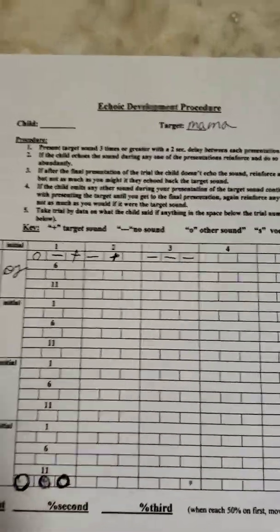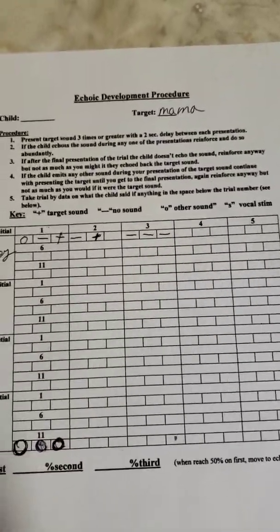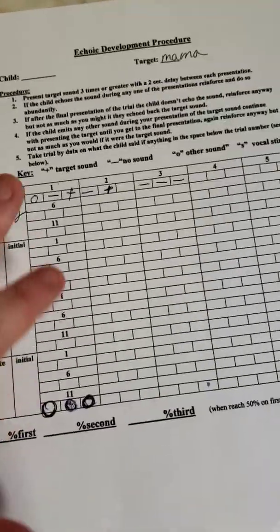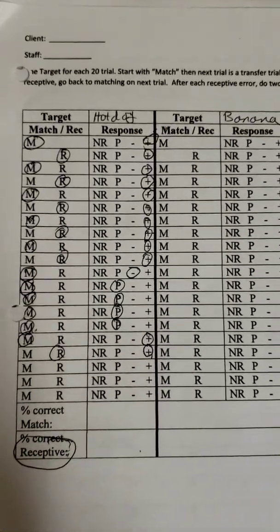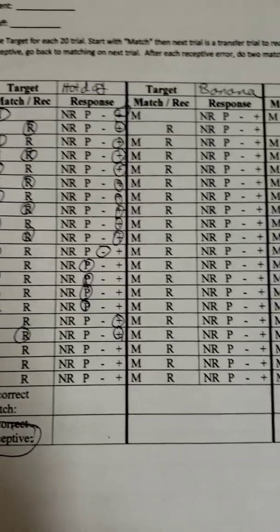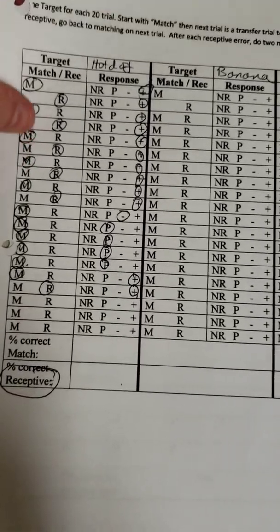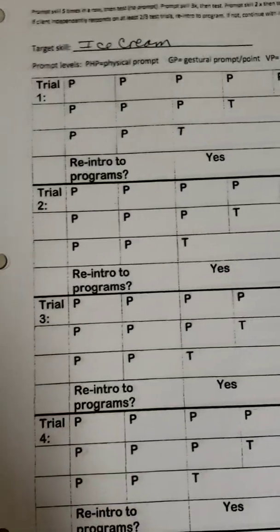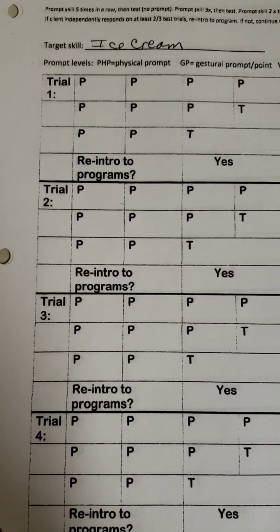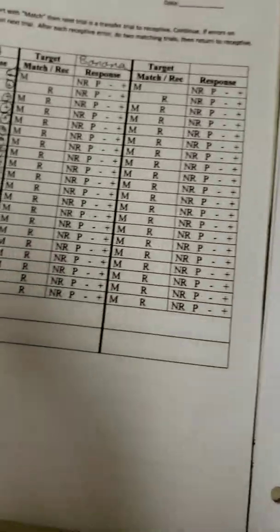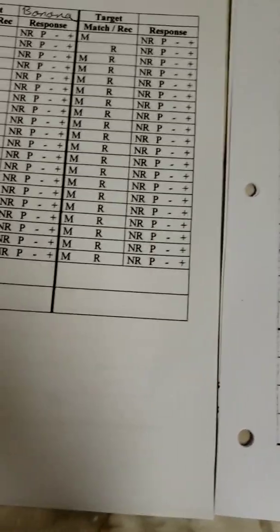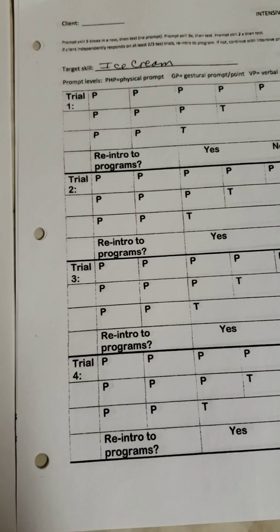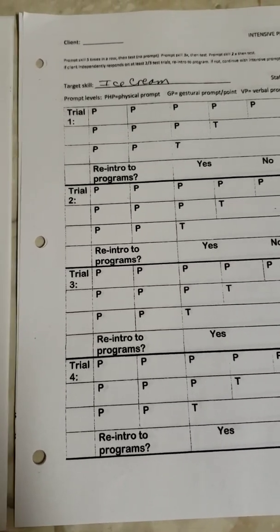So the echoic development procedure is one that must be done every day for any kid that has this in place. And then especially for the child being discussed today, the receptive identification with our match to receptive transfer and our 532 prompt sequence. These have got to be done every single day. These are vital programs and they're not being hit every day. So we're really doing her a disservice if we're not teaching her these skills.